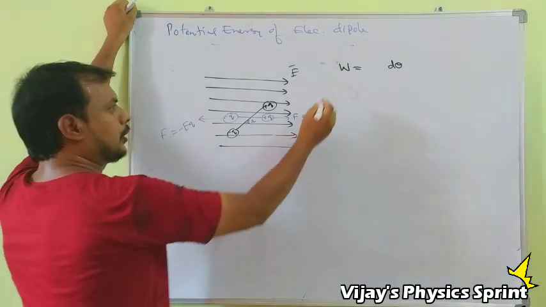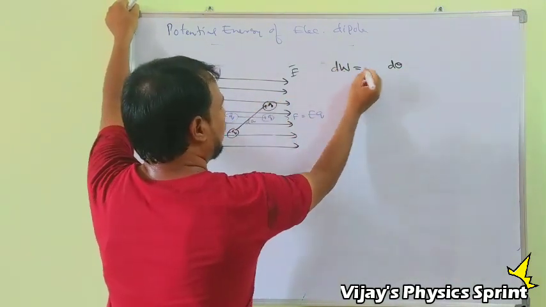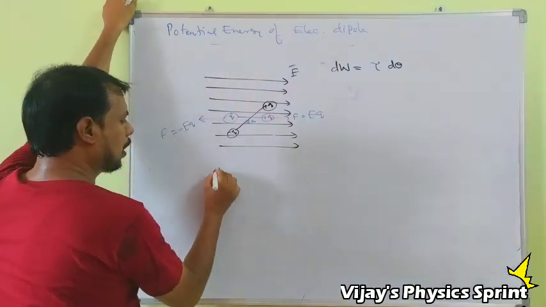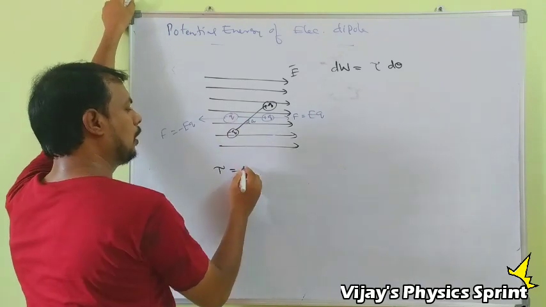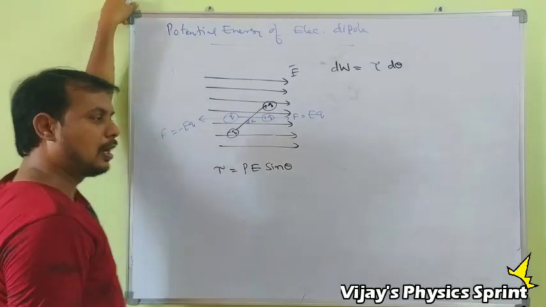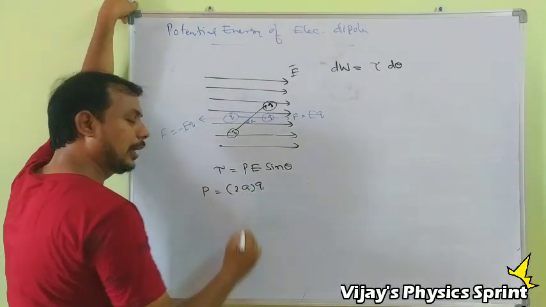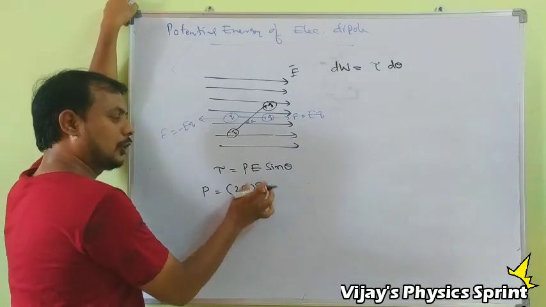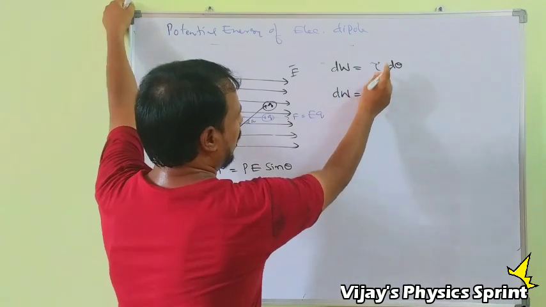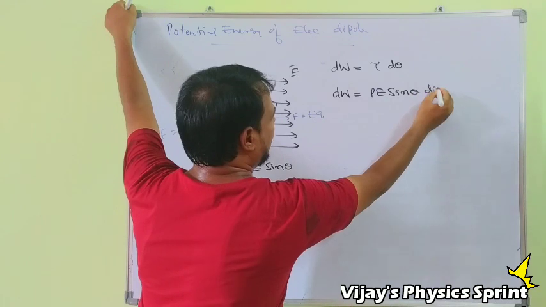The small work done to deflect the dipole by an angle d theta, that is dW, can be put as tau into d theta. But what is tau? The torque acting on the dipole. The torque acting on the dipole is equal to P E sin theta. What is P? P is the electric dipole moment vector, which equals 2aq, the distance into the charge, and E is the electric field. So the work done can be written as dW equals PE sin theta d theta.